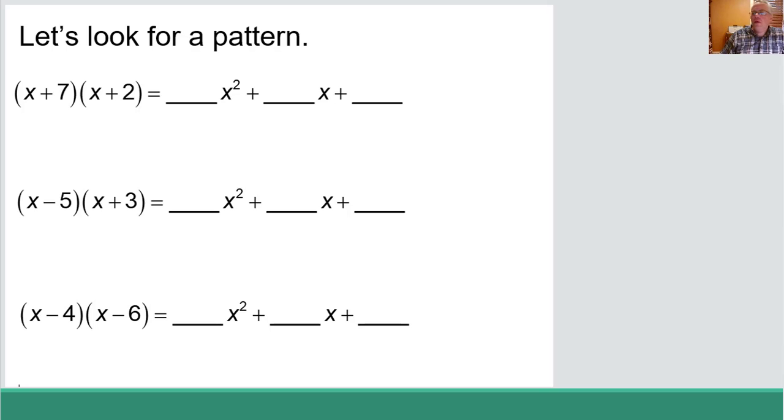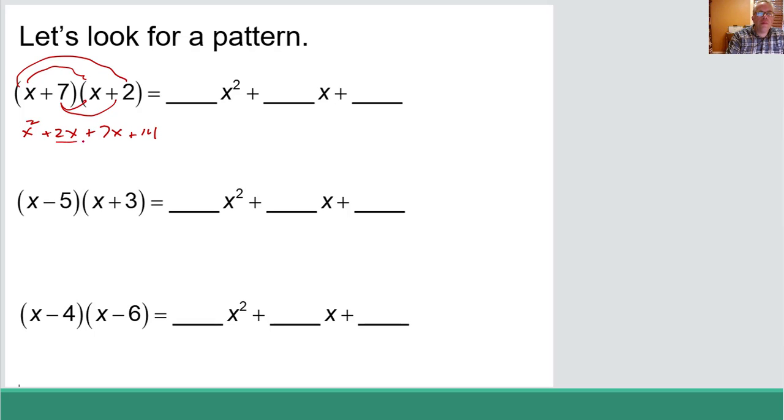Okay, so let's start with what we're familiar with. Let's start with some multiplication and look for some patterns. So we're going to multiply these two binomials here. If we do that, we get x times x is x squared. X times 2 will give me a plus 2x. 7 times x is 7x. And 7 times 2 is 14.